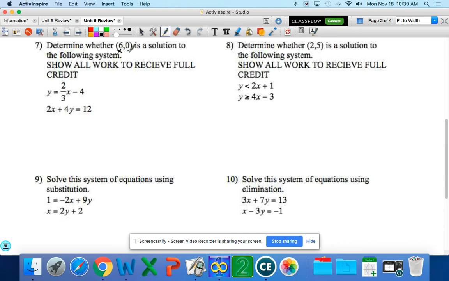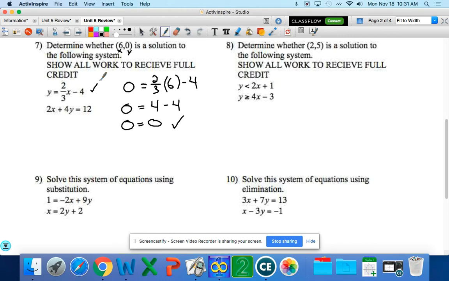This is an x value, this is a y value. So I'm going to take this first equation here, and I'm going to plug that in. That would be 0 equals 2/3 times 6 minus 4. Okay, that got plugged in right there as well, but we don't need those parentheses. 0 equals 2/3 times 6. Guys, throw that in the calculator. Rather be safe than sorry. It's going to be 4 minus 4. So I got 0 equals 0. That's a check for the first equation.